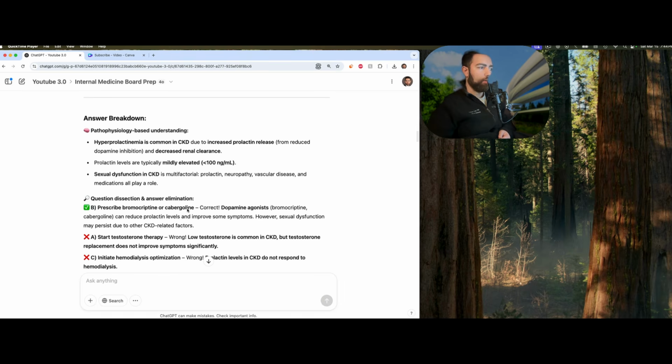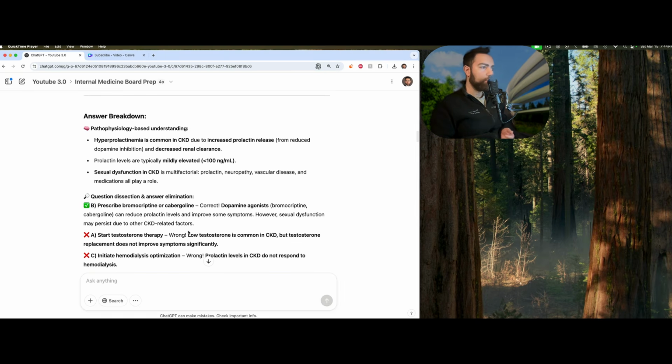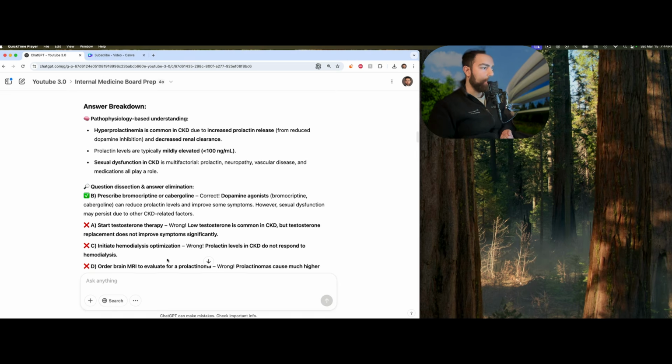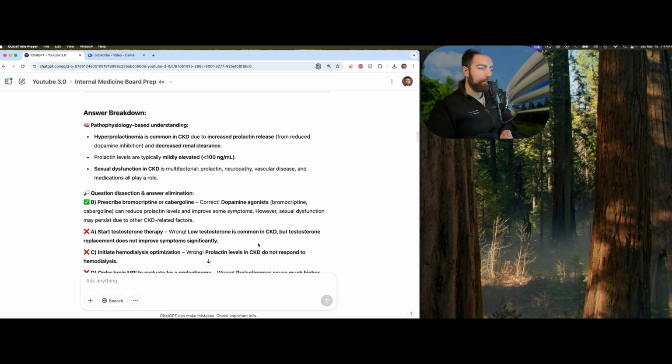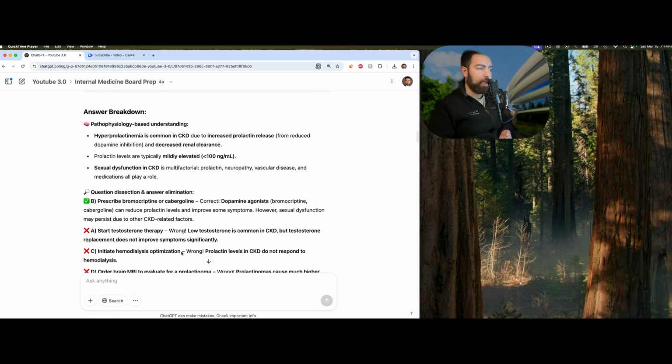Prescribing bromocriptine or cabergoline. So this is the correct answer because it's a dopamine agonist. When you use bromocriptine or cabergoline, you can reduce the prolactin levels and improve some of the symptoms of sexual dysfunction in these CKD individuals. Starting testosterone therapy would be wrong, because low testosterone, although it's common in CKD, is not going to improve the symptoms significantly. Initiating hemodialysis would be wrong, because prolactin levels in CKD do not respond to hemodialysis, which is why originally they're even elevated.